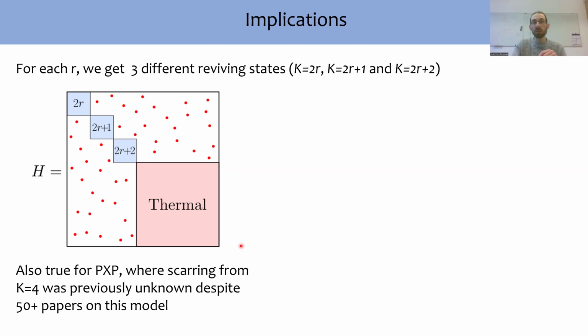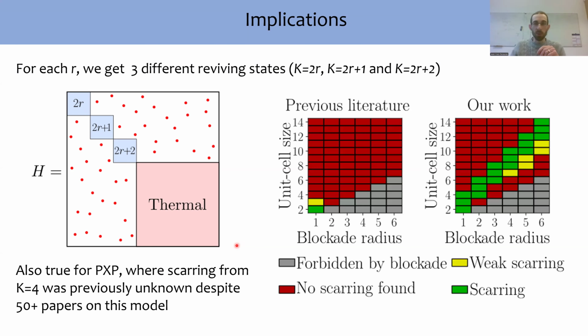And what this shows, in fact, is that PXP is not a special case for which scarring emerges because it's extremely fine-tuned. Now we know that PXP has 3 reviving states just like the other models. Right? So this was previously what was known. We have Z2 and Z3 for PXPs that were scarring. The rest was believed to be not scarred. And now if we look at all blockade radii, we have at least 3 families of scars, even more in larger models, although these are much worse.